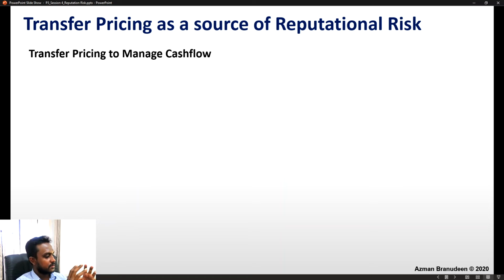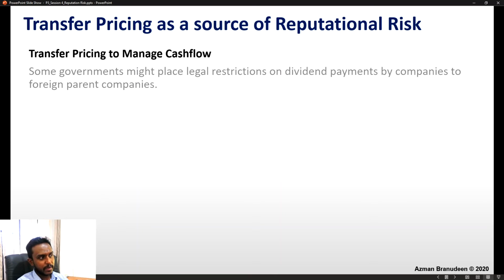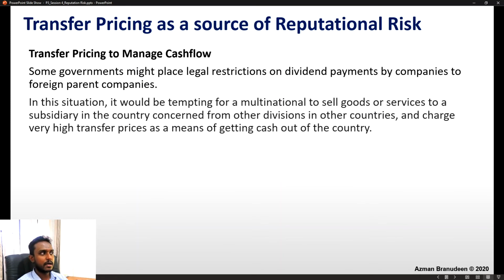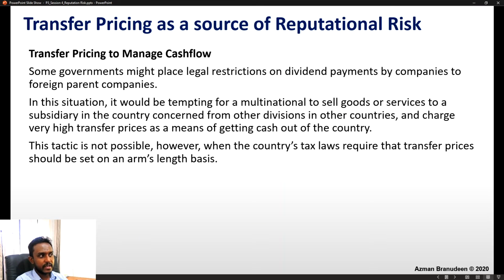So the government scrutiny is one aspect, and on the other hand, you know that transfer pricing can be used to manage cash flows. What happens is that governments might place legal restrictions on dividend payments by companies to foreign parent companies. In this situation, it would be very tempting for a multinational to sell goods or services to a subsidiary in the country concerned from other divisions in other countries and charge very high transfer prices as a means of getting cash out of the country. So it's purely a recorded sale where you bill from one country because you want to get some money to a particular country, maybe country X.